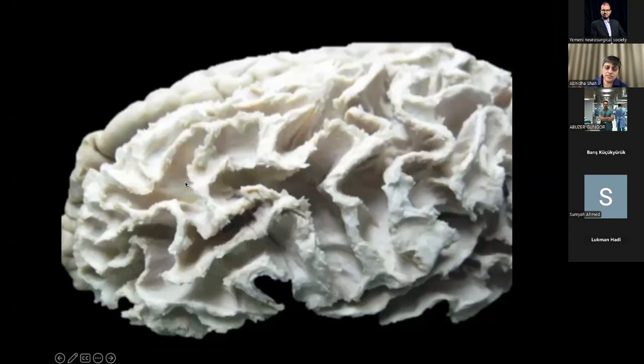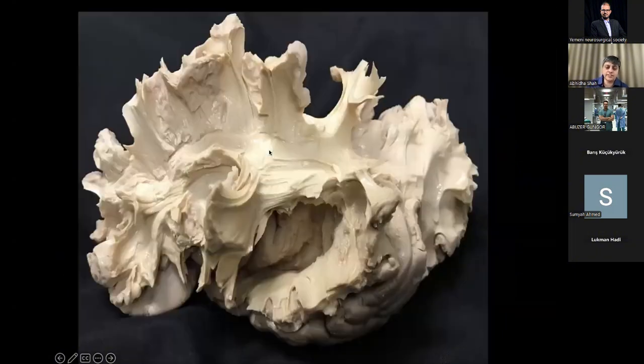So this is the image that you can see. They're connected here in the depths of the sulci, and also they're connected here on the superficial part of the surface, where they connect the gyri to each other.